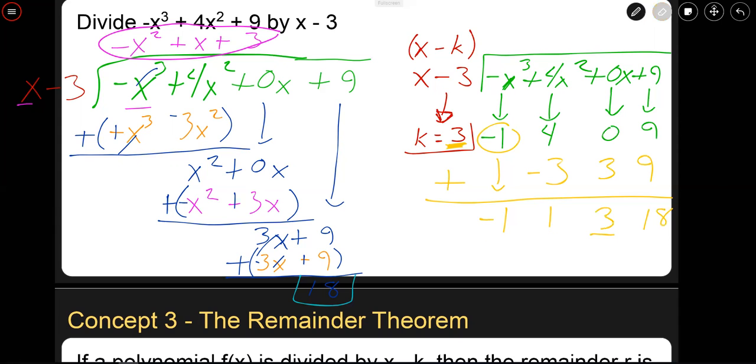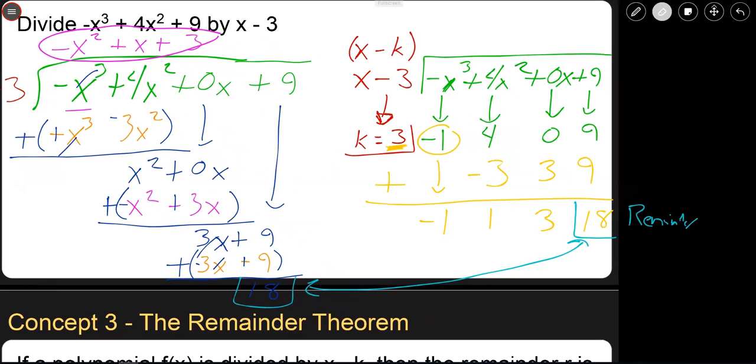Now, what does this all mean? Well, if you look at these values here, when I've gone through this little cycle, this last value here on the right, 18, is the same as my remainder. So this far right thing is my remainder. Let me write that a little bit clearer. The far right value is my remainder.